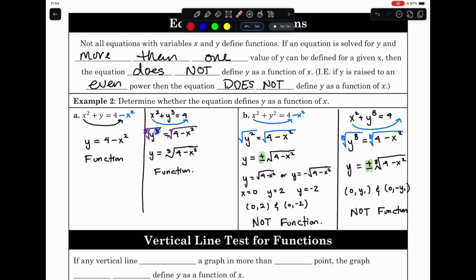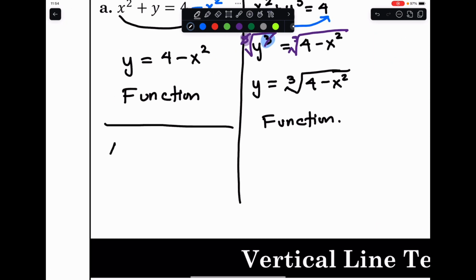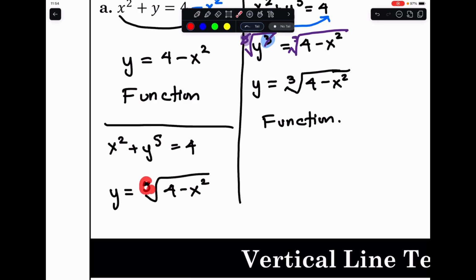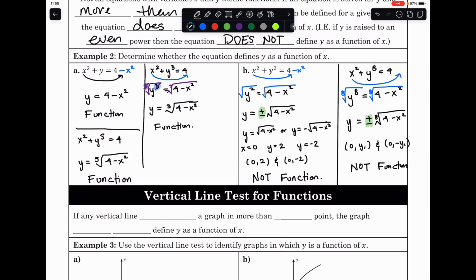But if I take the fifth root, if this had been the 5 instead, let me zoom in here. Had this been x squared plus y to the 5th power is equal to 4, then the answer would be y equals the 5th root of 4 minus x squared. That's the only thing that changes. Because this root is a 5, we do not get that positive and negative value. So this would still yet again be an example of an equation that represents a function. So you can use that shortcut.